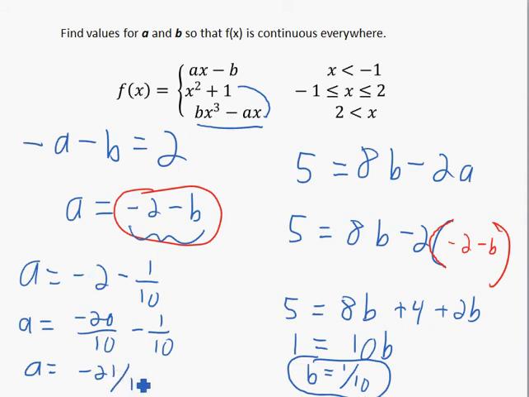If a is -21 over 10 and b is 1 over 10, then this first piece meets the second piece at -1, and the second piece meets the third piece at 2, which means this thing will be continuous everywhere.